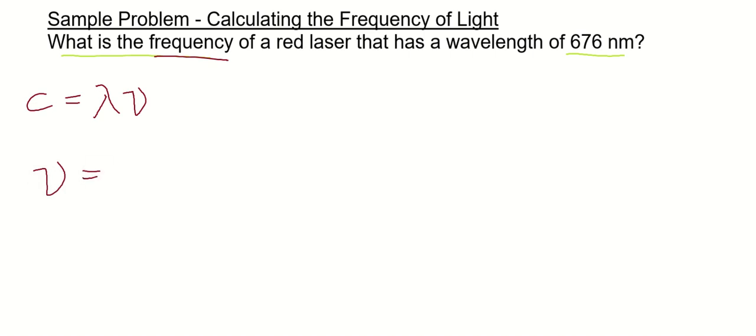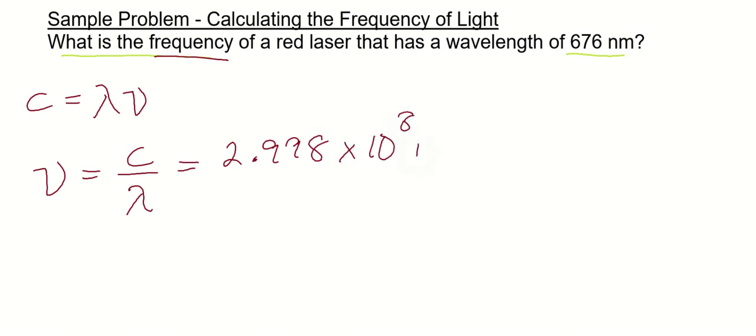All right, so we'll divide through by lambda, and we'll get the frequency is equal to the speed of light over the wavelength. All right, just plug the numbers in that were given. On your reference sheet, you're given the speed of light is 2.998 times 10 to the 8 meters per second.